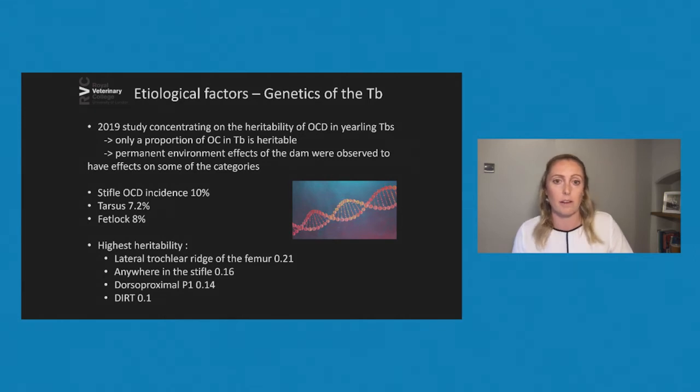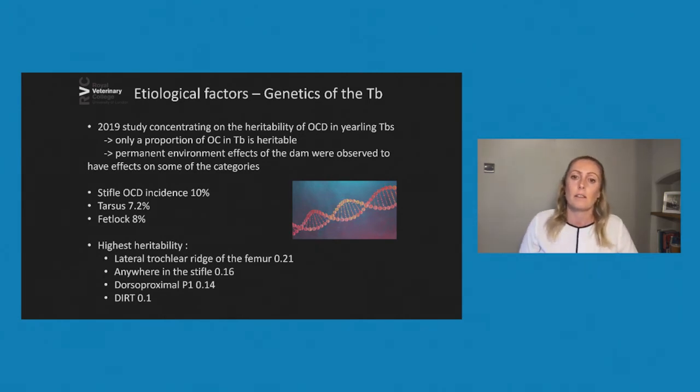So what other factors affect osteochondrosis? It's a multifactorial disease, including factors such as genetics, nutrition, and exercise. And it must be remembered that osteochondrosis is a multifactorial disease. It's not one component that's solely responsible. Only a proportion of osteochondrosis in thoroughbreds is found to be heritable, with the environmental effect of the mare and farm having an effect.